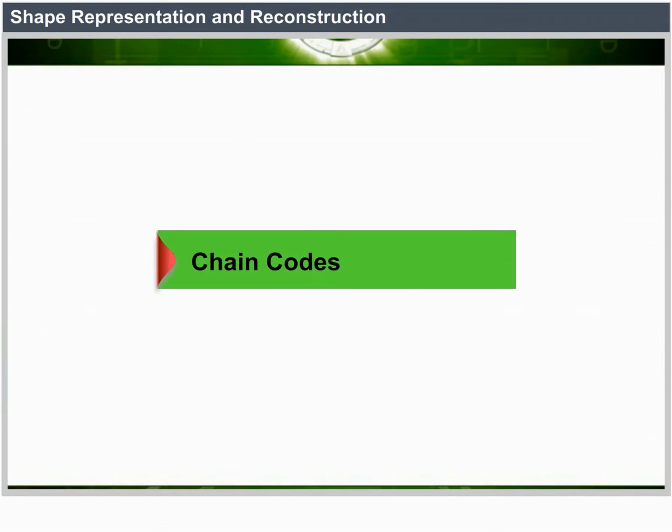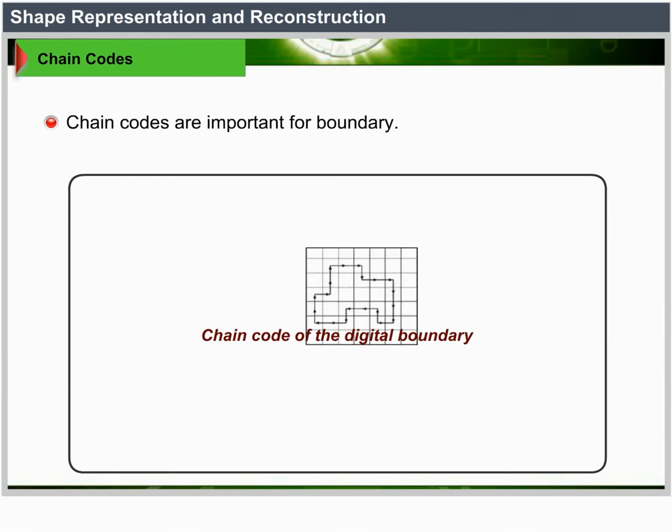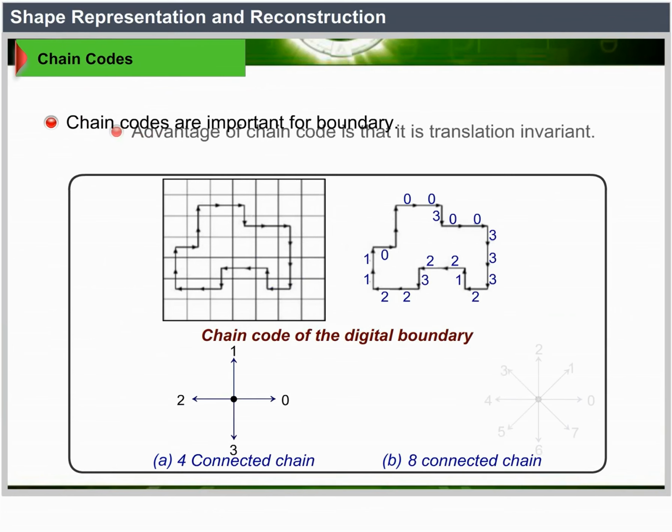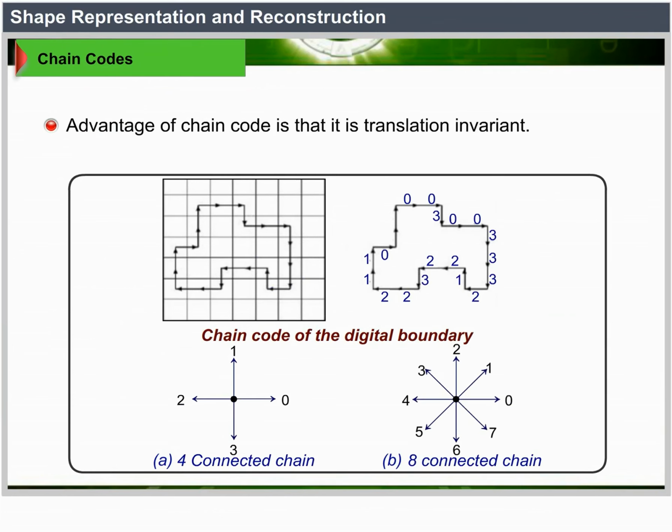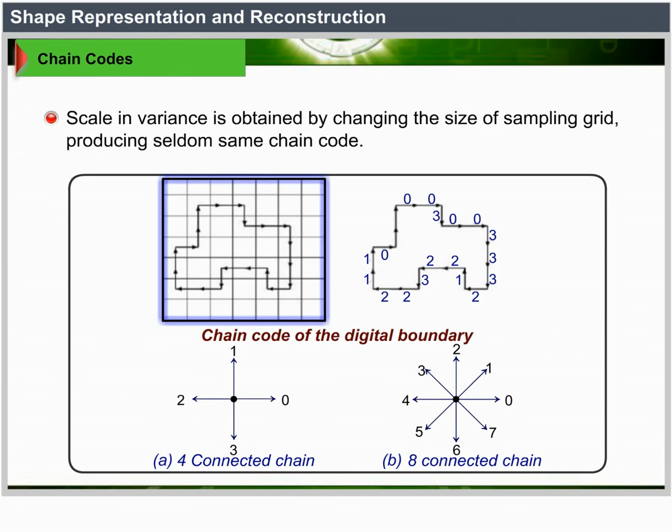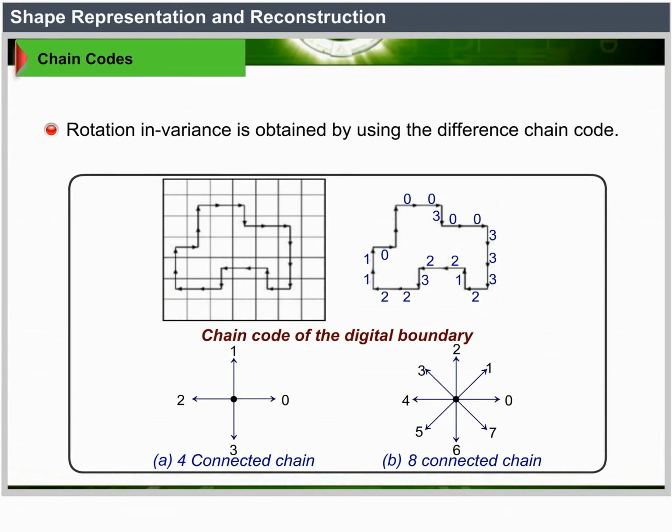Chain codes. Chain codes are important for boundary following. Advantage of chain code is that it is translation invariant. Scale invariance is obtained by changing the size of sampling grid, producing seldom, however, same chain code. Rotation invariance is obtained by using the difference chain code. Figure A shows a 4-connected chain and B 8-connected chain.